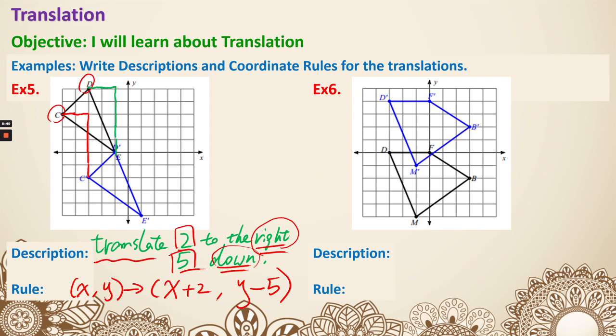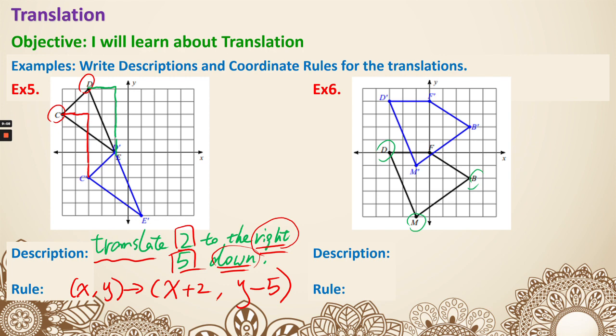Example 6. This time, as you may notice, the new shape is directly above the original shape. For you to be able to tell them apart again, if you don't see a prime, that will be the pre-image. If you see the little prime sign, that will be the new image.